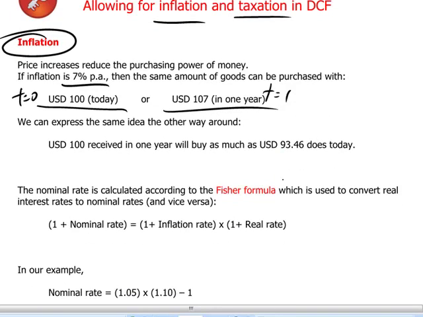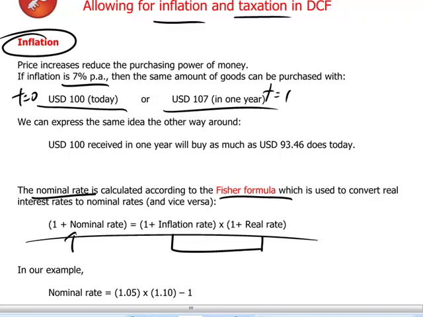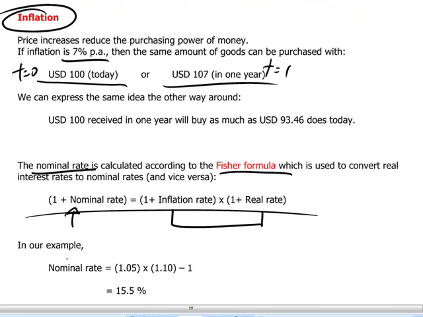It's useful to be able to calculate the nominal rate and convert this into real interest rates for the purpose of discounted cash flows. We call this the Fisher formula, and the formula here is based on multiplying a real rate discount factor by the inflation rate to get the nominal rate.